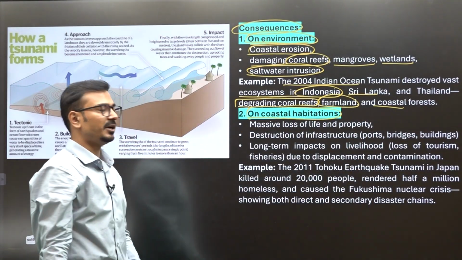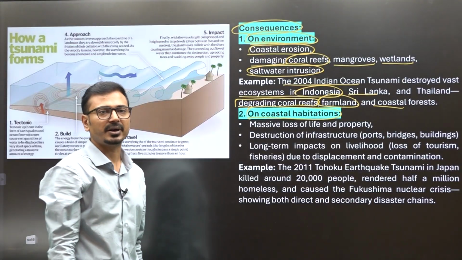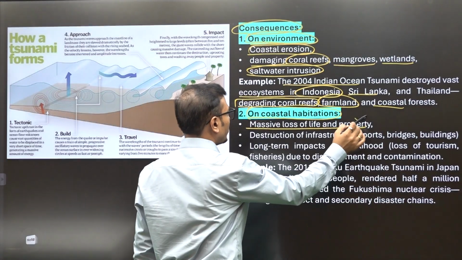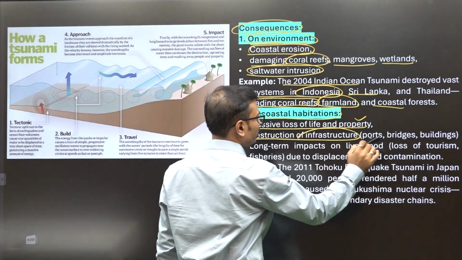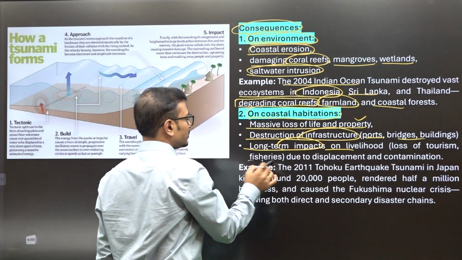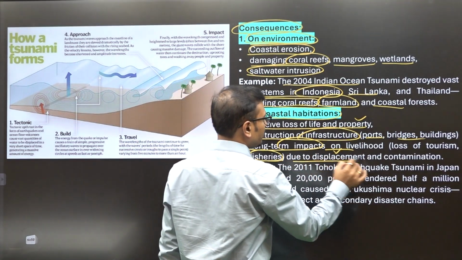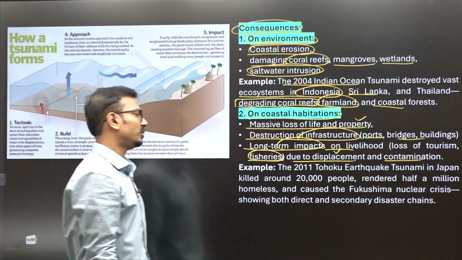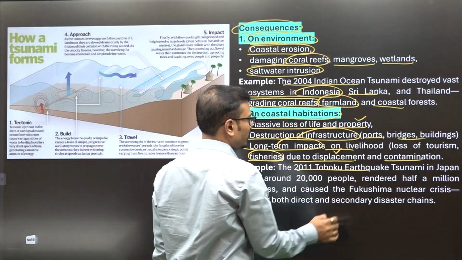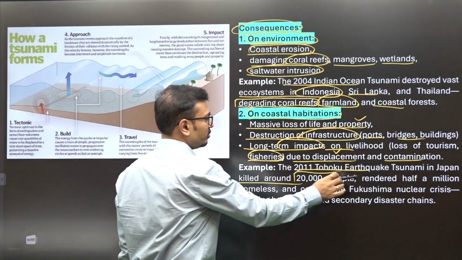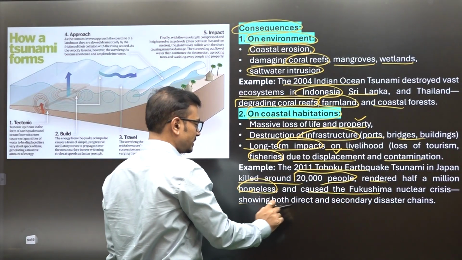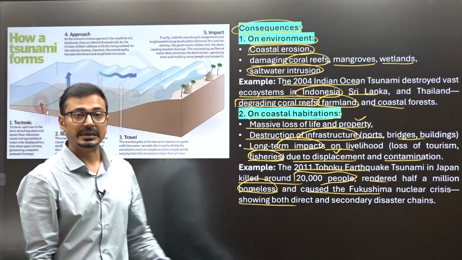Then on coastal habitations, it has a very devastating effect. We have seen in the 2004 tsunami in India massive loss of life and property, destruction of infrastructure, ports, bridges and buildings, and long-term impact on livelihood because of loss of fisheries and tourism, due to displacement and contamination of groundwater with salt water. For example, the 2011 Tohoku earthquake tsunami in Japan killed around 20,000 people, rendered 500,000 homeless, and caused the Fukushima nuclear crisis, showing both direct and secondary disaster effects.